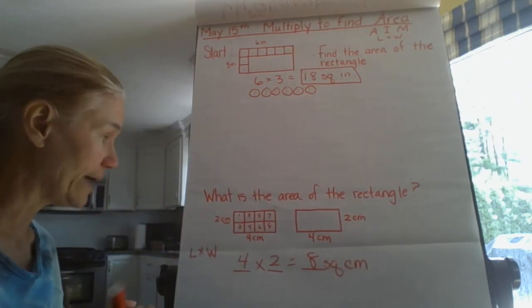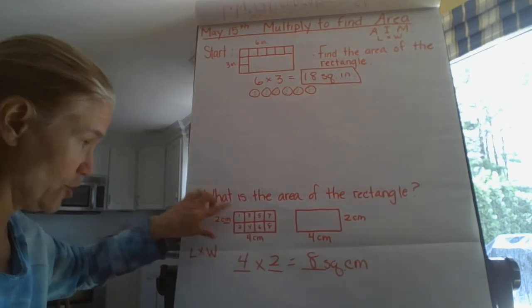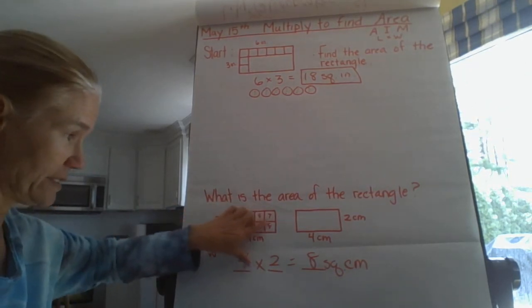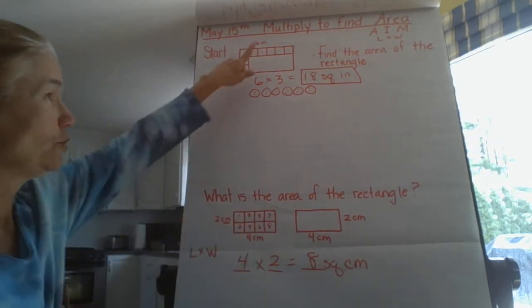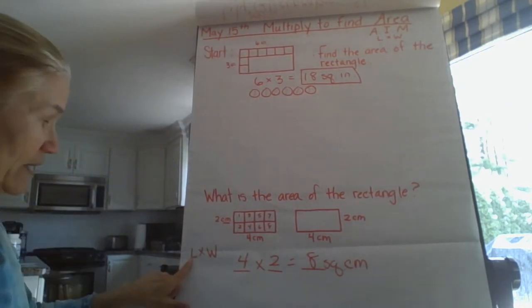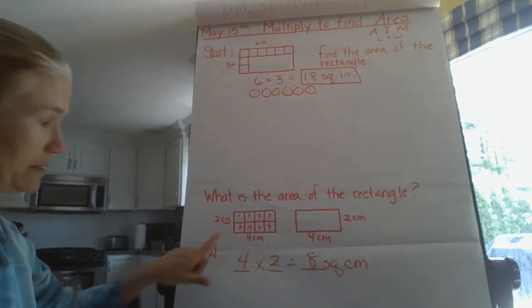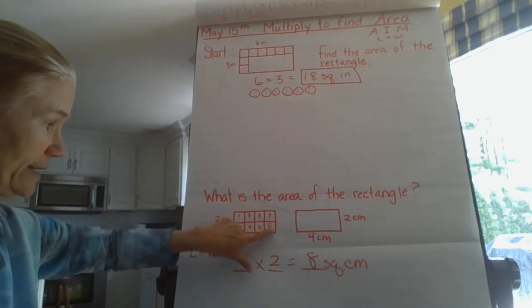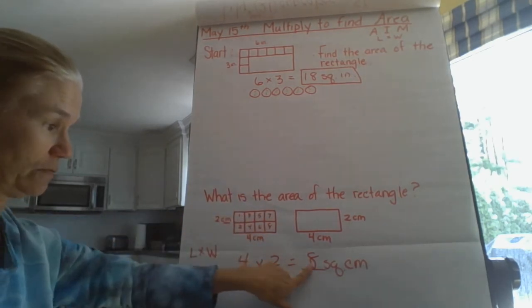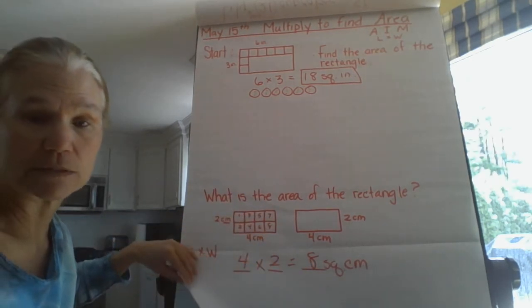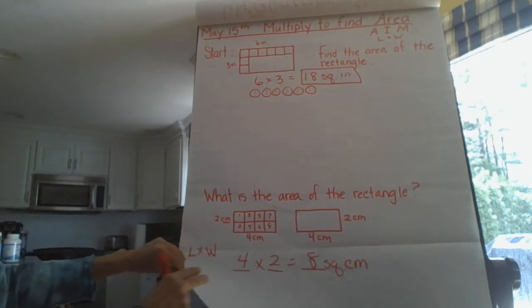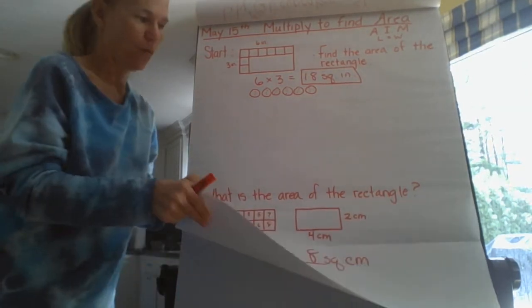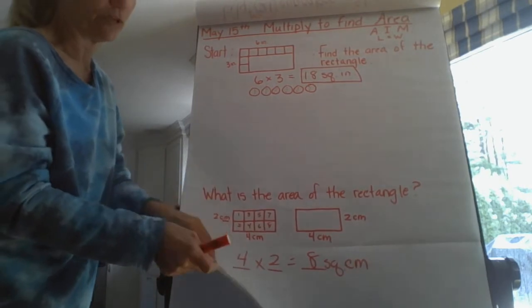So you can draw it out and have it very concrete and know 1, 2, 3, 4, 5, 6, 7, 8. Or you can practice the multiplying. Length, how long it is, times width, how wide it is, 4 times 2, and we know it's 8 square centimeters. Again, we have been doing this. It is a review.